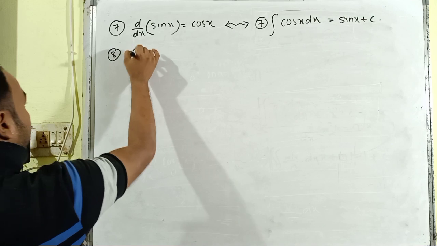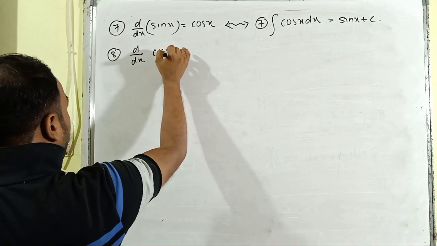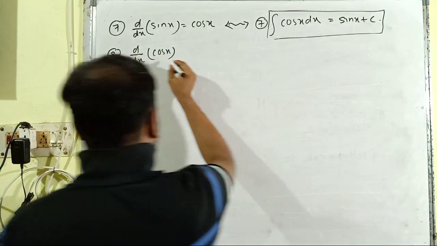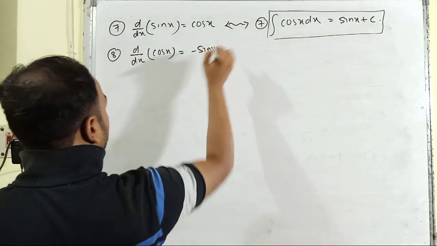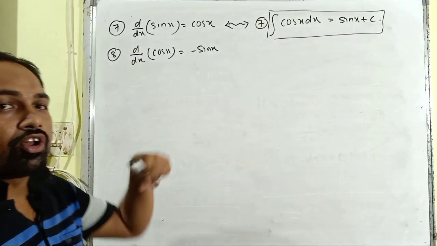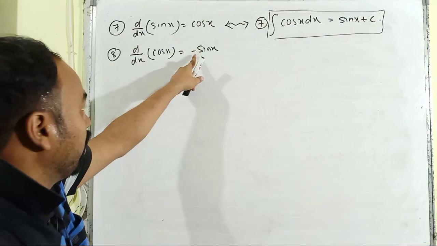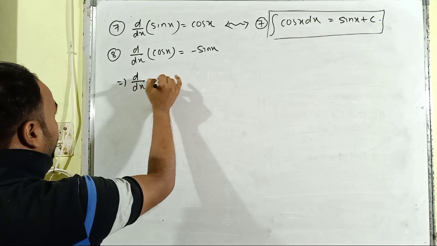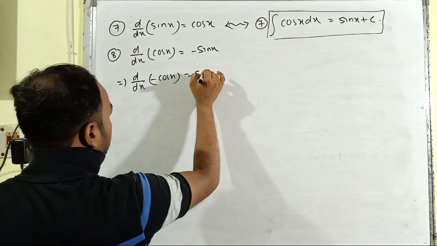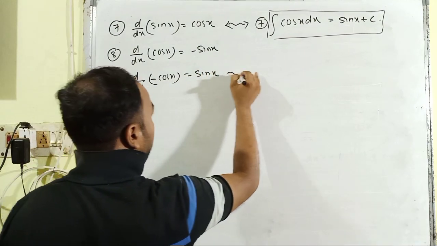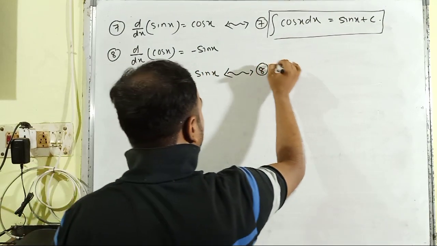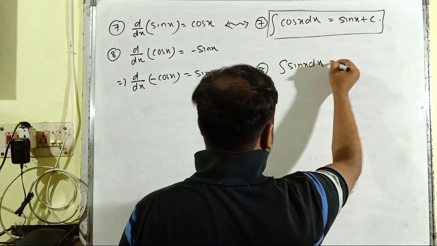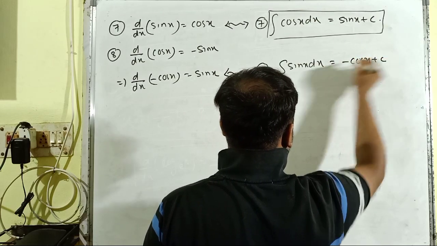Then the eighth formula is derivative of cos x. So this is the formula of integration. Derivative of cos x is minus sin x, but we cannot put the negative sign or any constant term in the right hand side. So let us shift this. Differentiation of minus cos x is sin x. So just reversing this, we have the eighth formula of integration, integral of sin x with respect to x is minus cos x plus c.